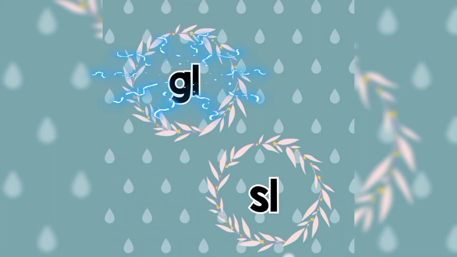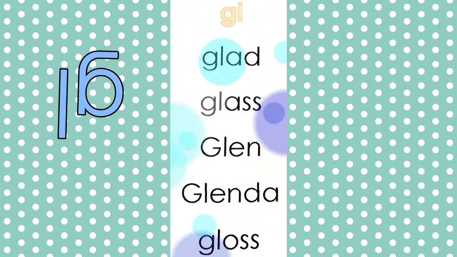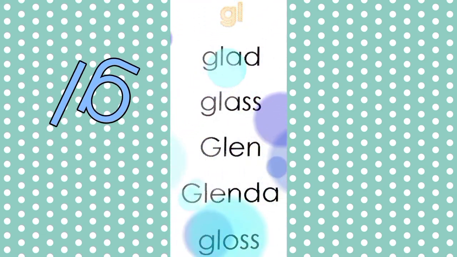Words beginning with GL and SL. Let's start with words that begin with GL or the sound GL.